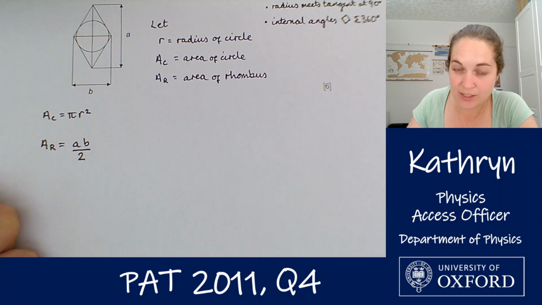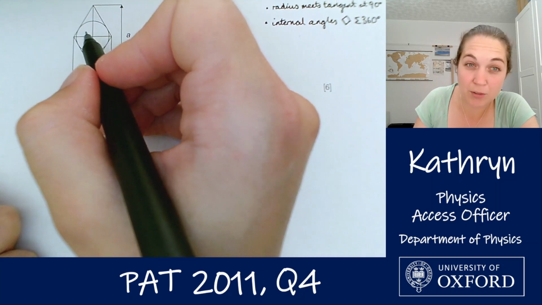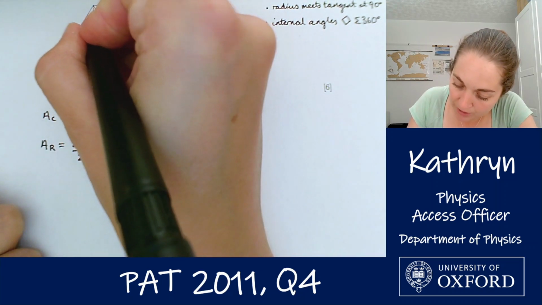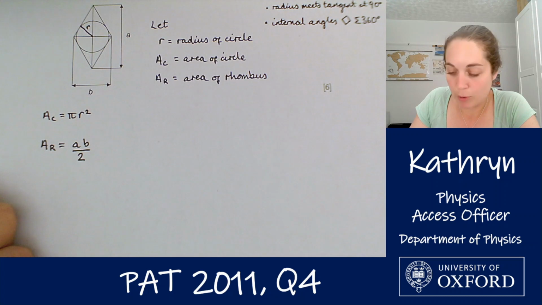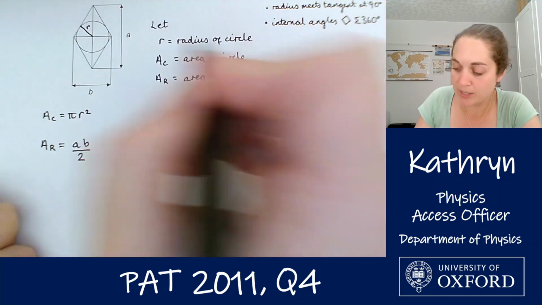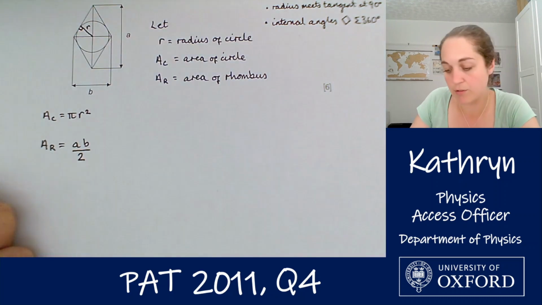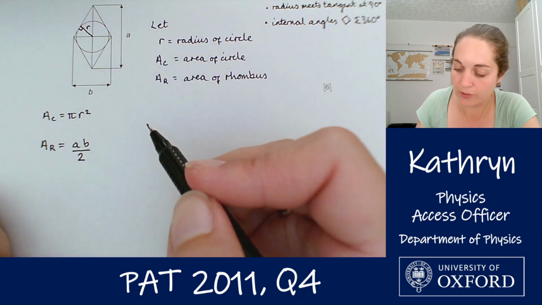Let's have another look at this diagram. So what else have we got? We could mark on a radius here. Let's put this one on here. That's a radius there. So we know the radius of the circle is going to meet the rhombus. And we said that a radius meets a tangent at 90 degrees. So we know that actually that's a 90-degree angle there. Okay, so that's interesting because that sets us thinking about some triangles.